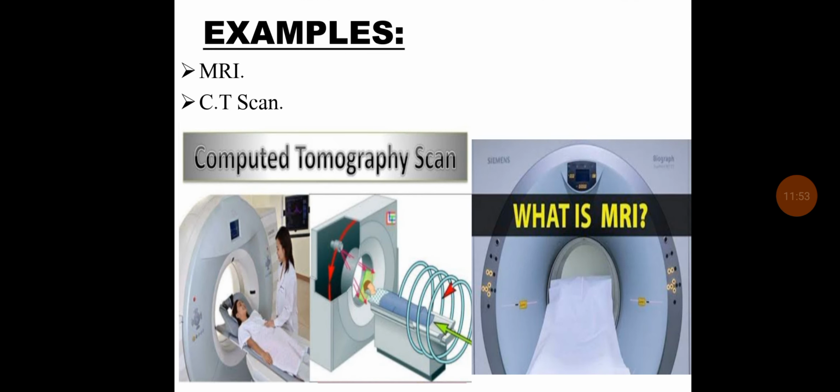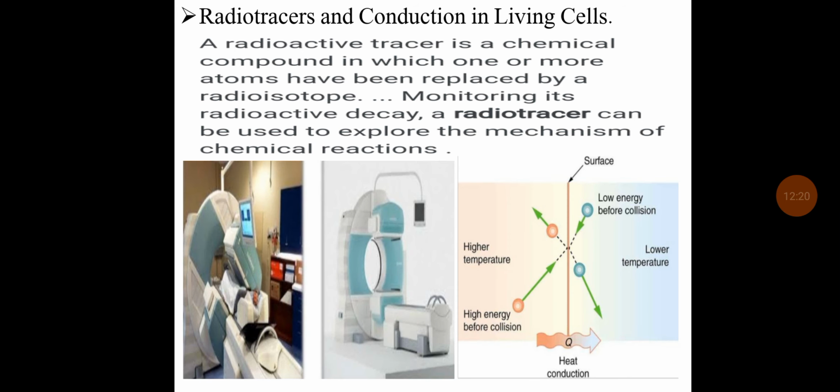Now, its examples are MRI, CT scan, radio tracers, and conduction in living cells. Now, MRI and computed tomography scan: we have already studied in the previous branch what is computed tomography and what is MRI. Radio tracers and conduction in living cells. A radioactive tracer is a chemical compound in which one or more atoms have been replaced by a radioisotope. By monitoring its radioactive decay, a radio tracer can be used to explore the mechanism of chemical reactions.